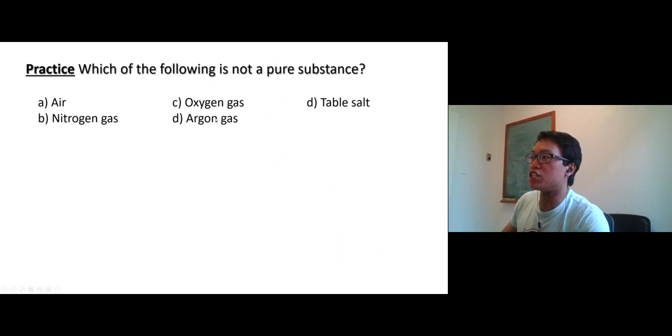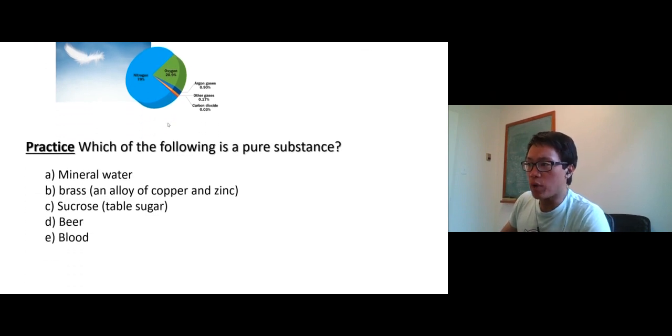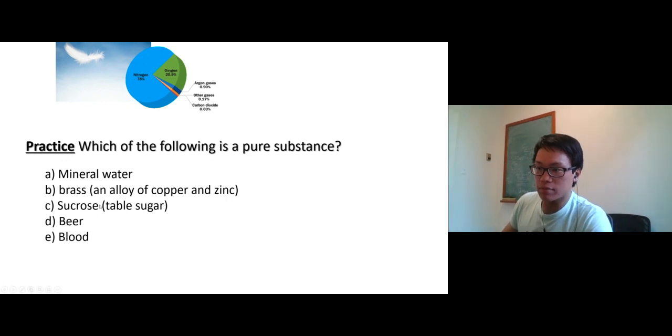All right, let's try this with me. Which of the following is not a pure substance? Air? Oh, it's a mixture, a mixture of gases, right? Nitrogen gas, oxygen gas, argon, table salt, these are pure substances. Air is a mixture of nitrogen, oxygen, argon, other gases, some carbon dioxide. So these are not pure substances. The rest are. Which of the following is a pure substance?